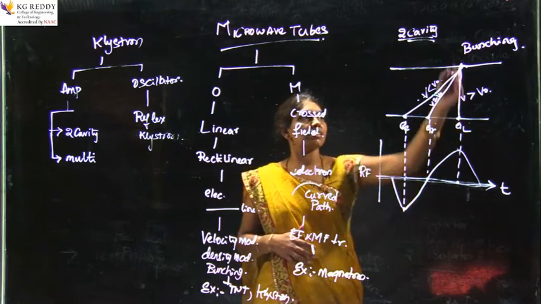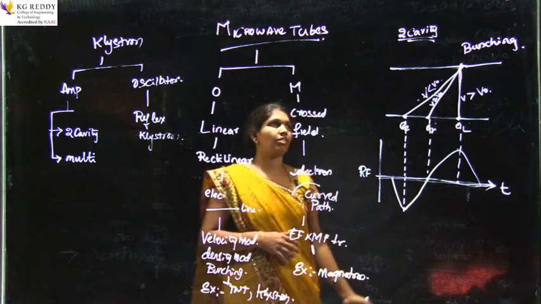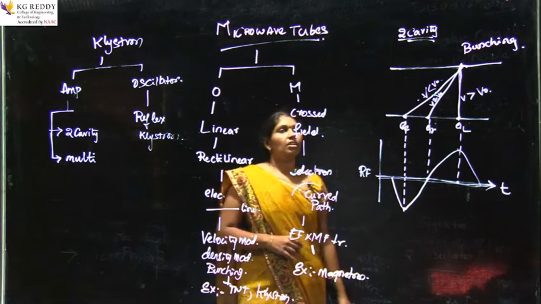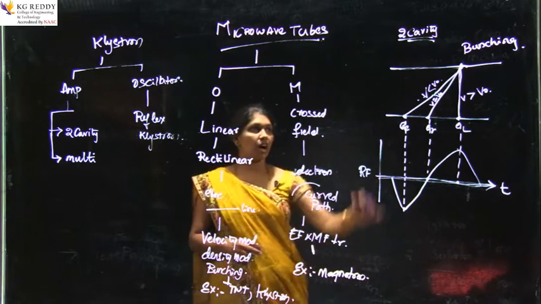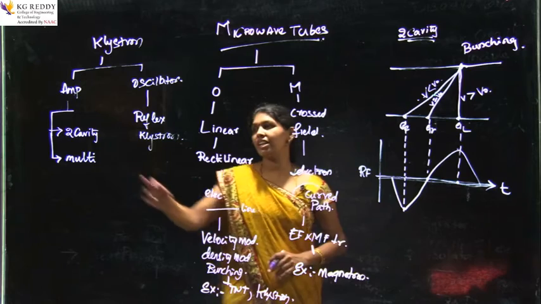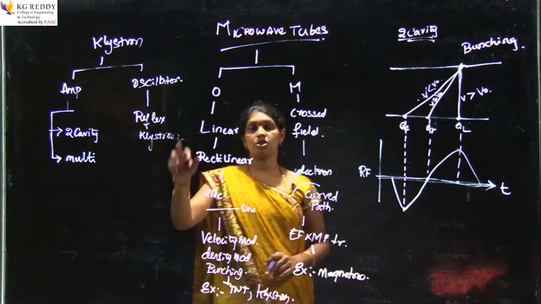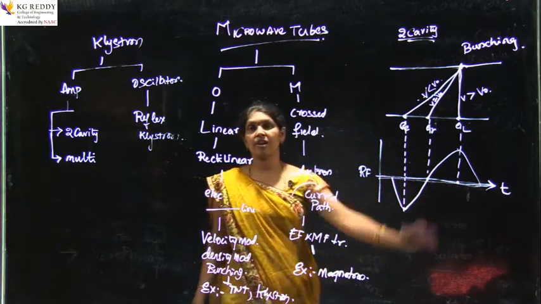So, he will rush to the class. When he rushes to the class, all the 3 electrons will meet in the class. That is known as bunching. This is the principle of the two-cavity klystron. Now, coming to the reflex klystron, I am interested in teaching velocity modulation, how it takes place in the two-cavity and reflex klystron, because here the majority of the students will get confused.